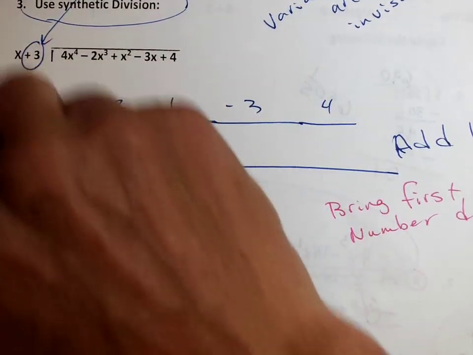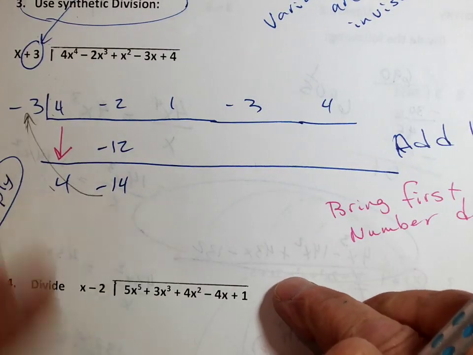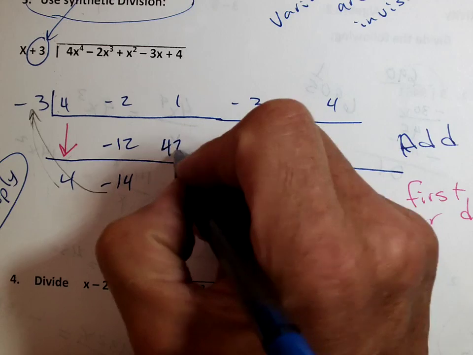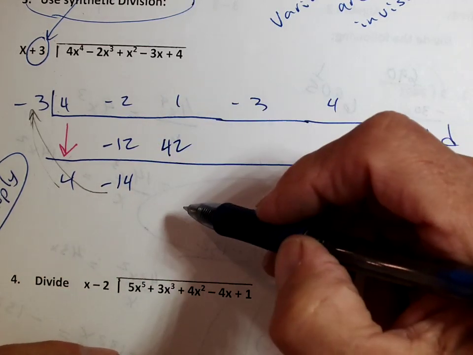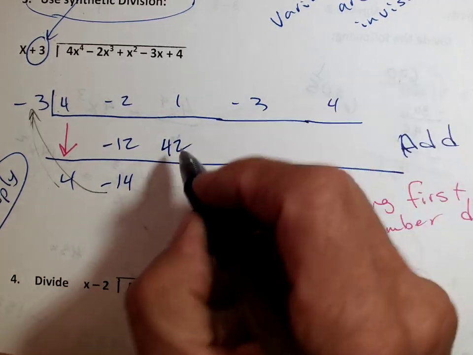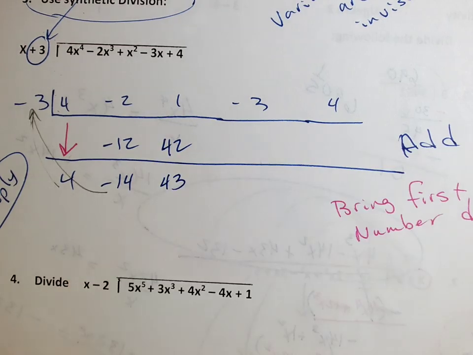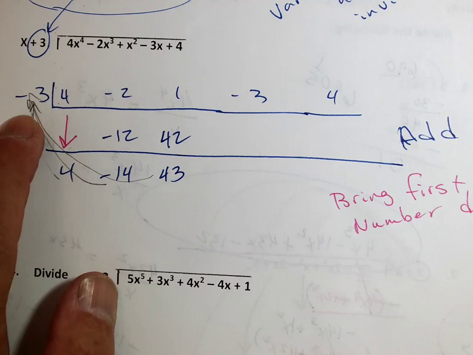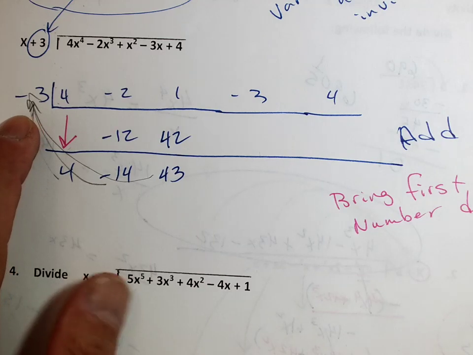We're going to multiply. -14 times -3. What's that? 42. And we add. We get 43, right? And then we're going to multiply. 43 times -3, what's that? -129?